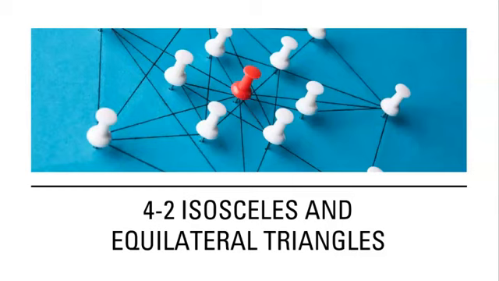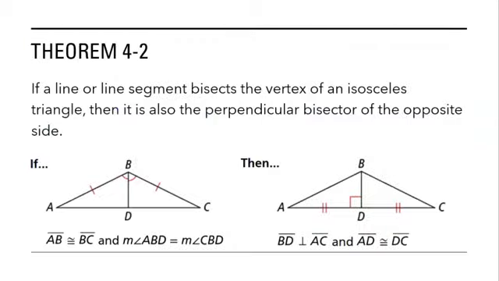Hello everyone, and welcome to part 2 of Geometry Lesson 4.2, Isosceles and Equilateral Triangles. Let's take a look at another theorem about isosceles triangles. Theorem 4.2 does not have a specific name, so we can't use a name to describe it. If you needed to use it in a proof, you would just write the fact.